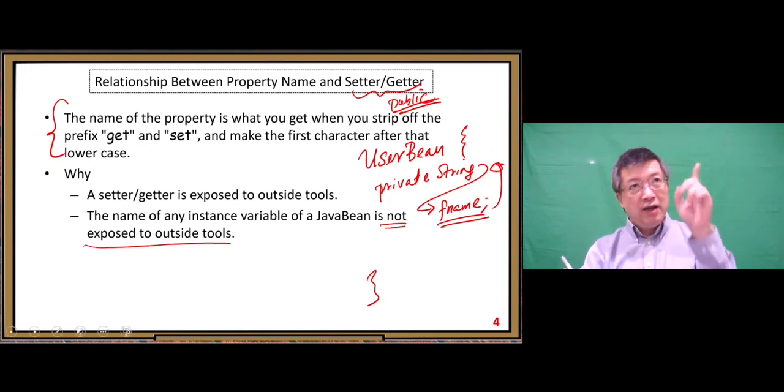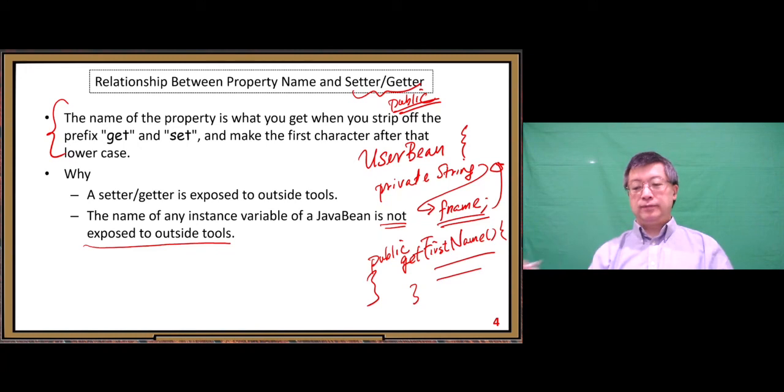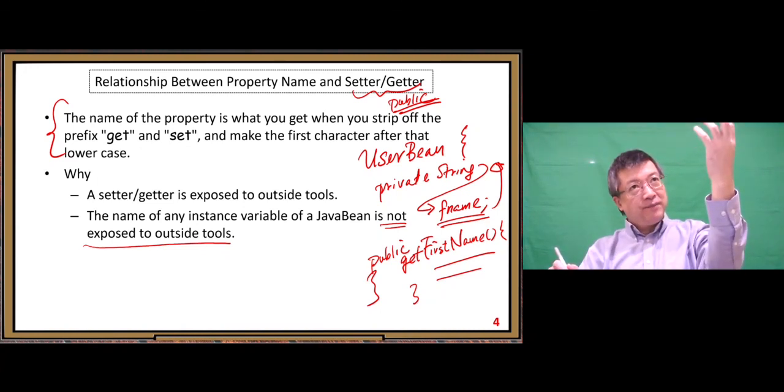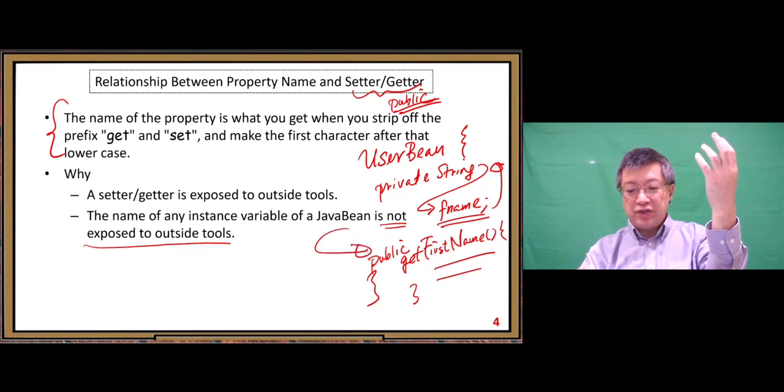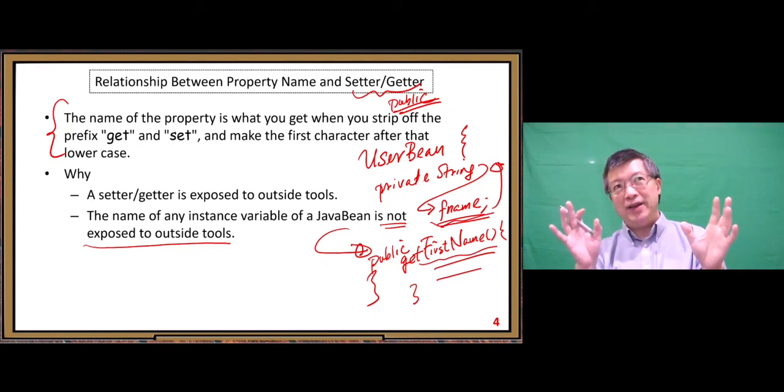Then the getter, I use public. Remember, it's public. I call it getFirstName. Now, my question. The property corresponds to this getter. Is it firstName or fName? There are two possibilities.